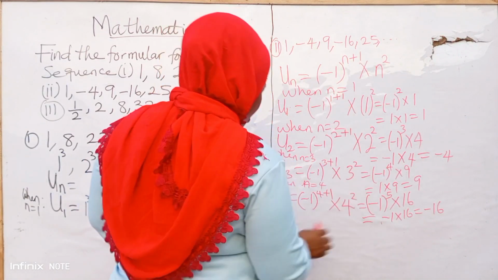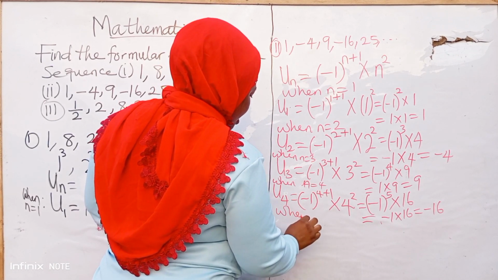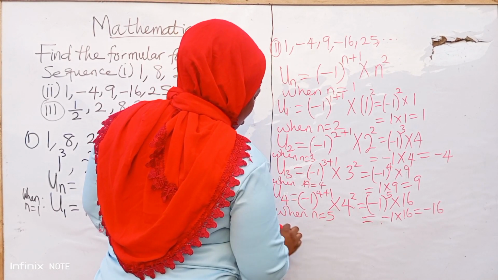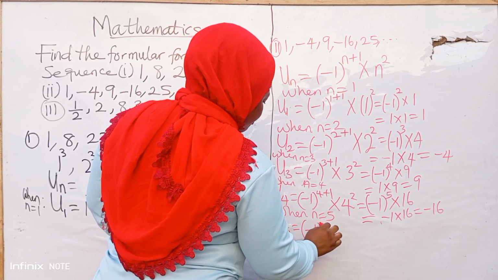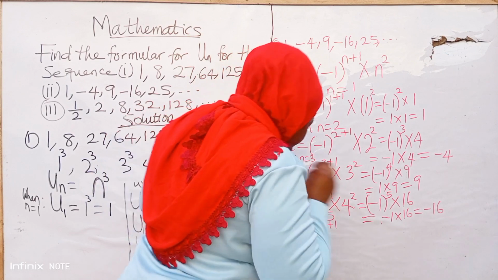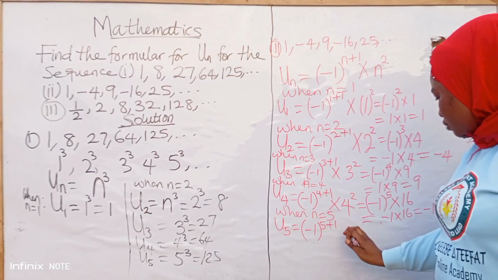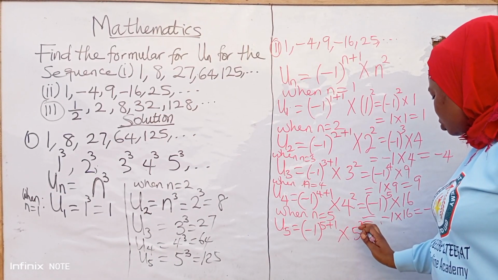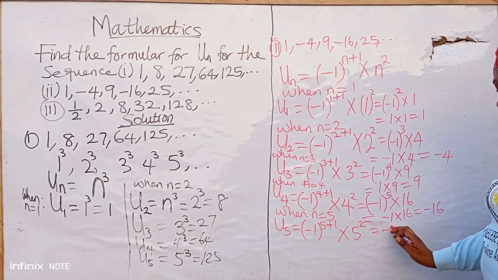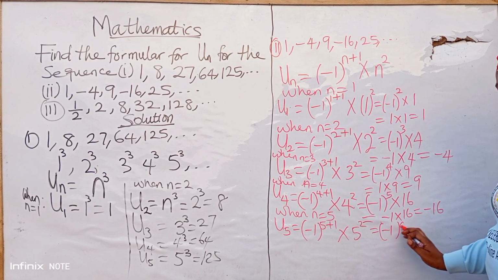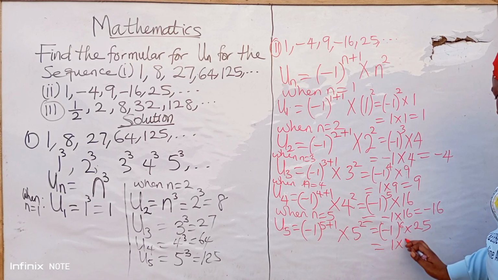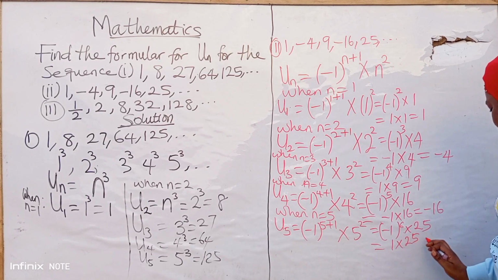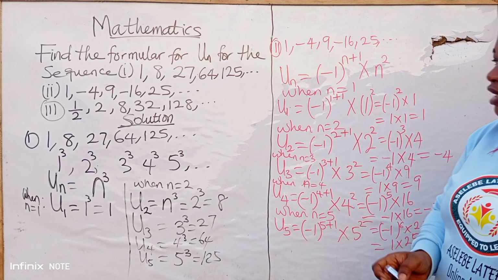For when n is equal to 5, my u subscript 5 is equal to minus 1 raised to power 5 plus 1, multiplied by 5 raised to power 2, is equal to minus 1 raised to power 6 multiplied by 25. And this one gives me 1 multiplied by 25, and the answer is 25. So it goes on and on like that.